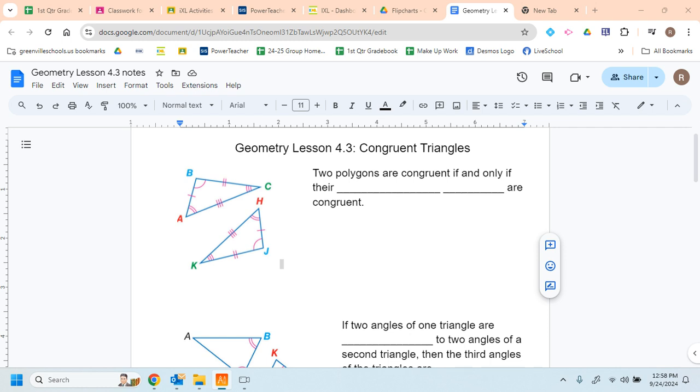And you notice that I said A goes with H, because you have to say it in the same order. So I'm going 2 to 1, because I said A, B, C. So that's 2 to 1, 2, 3. So that means it's H to J to K.